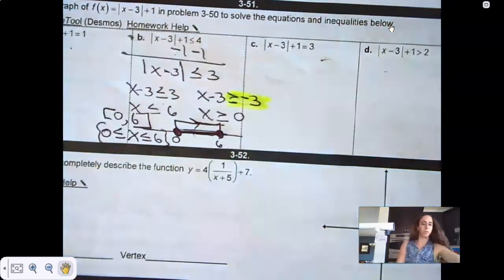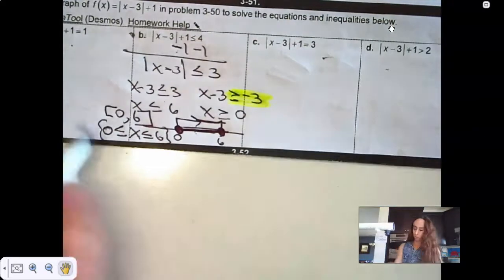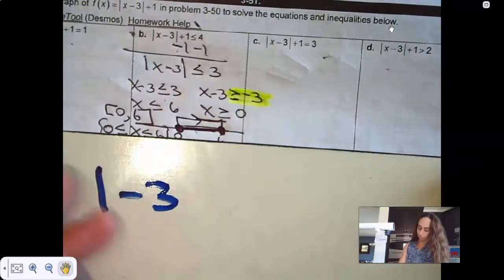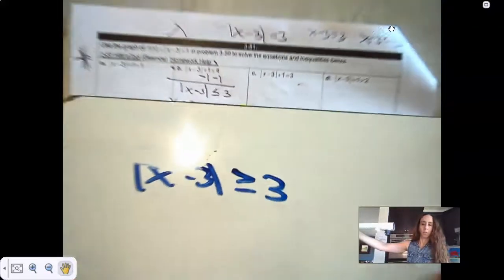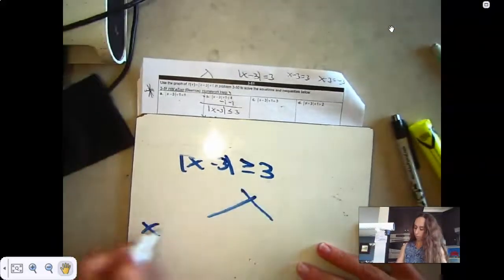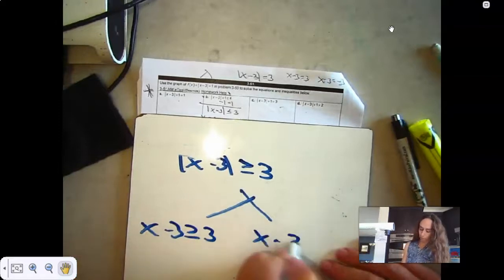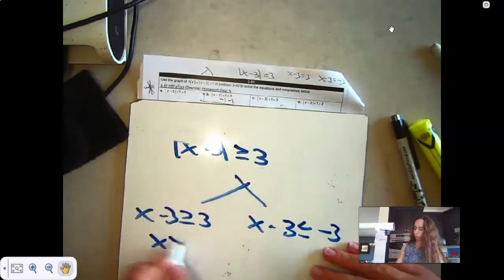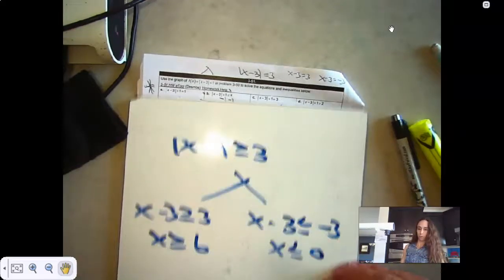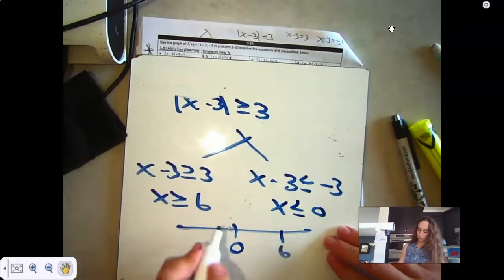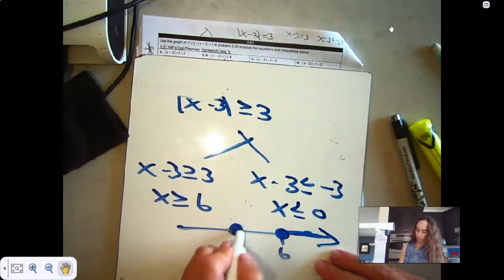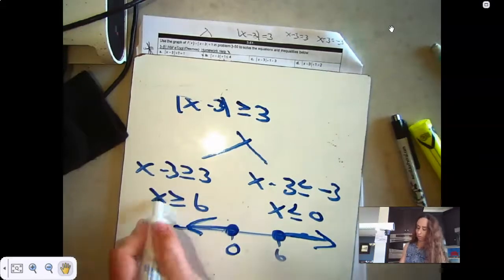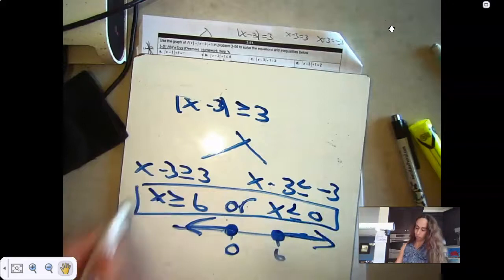Okay? You could have a situation where you ended up with the absolute value of x minus 3 is greater than or equal to 3. Let me just show this one and how it's similar but different, okay? So then what I would do is I would split it. x minus 3 greater than or equal to 3. x minus 3 less than or equal to negative 3. x is greater than or equal to 6. x is less than or equal to 0. But here, the 0 and the 6, this is x is greater than or equal to 6. And this is x is less than or equal to 0. So it's this or this. So that would be the answer for that one.